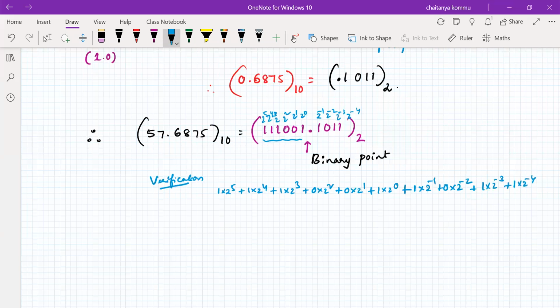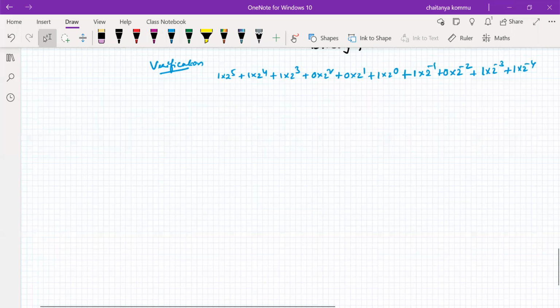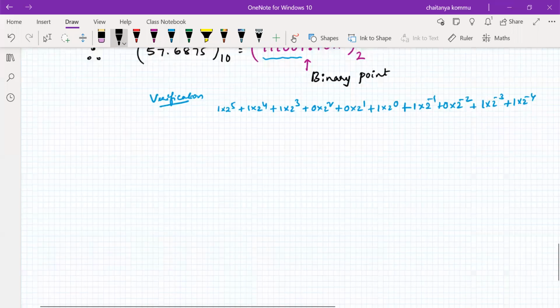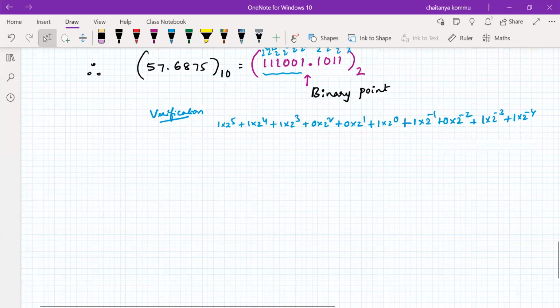We have to add all these things. You will get 57.6875 only. The same thing is applicable for radix 4, radix 6, something like that. But by the way, I want to write the shorthand notation. Of course, the tabular form is somewhat difficult to write all the time, so I'll go for the shorthand notation, the short method.